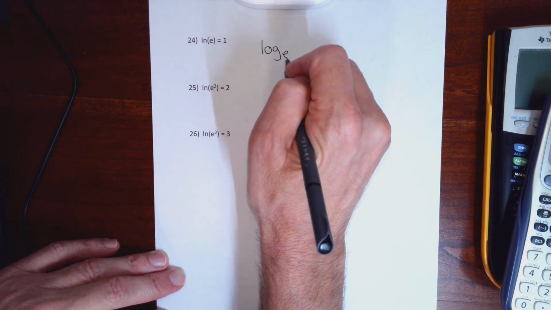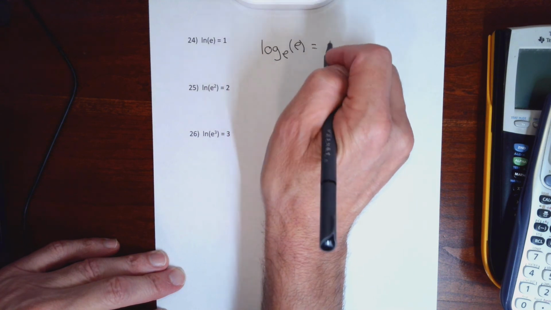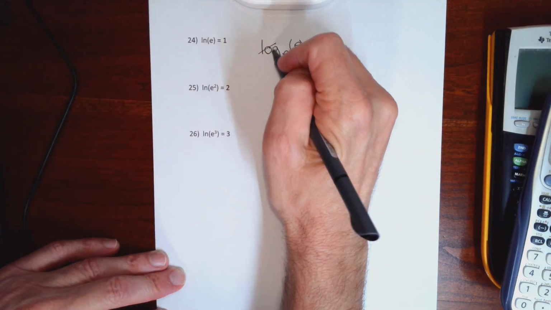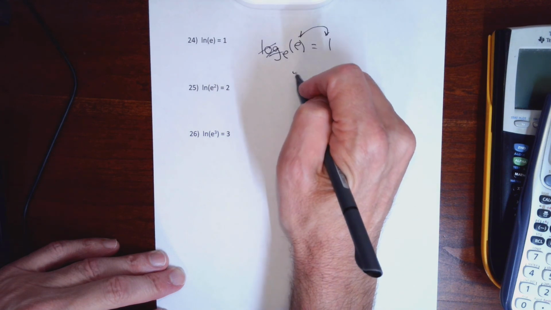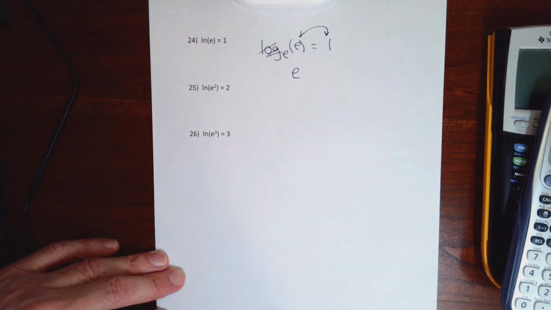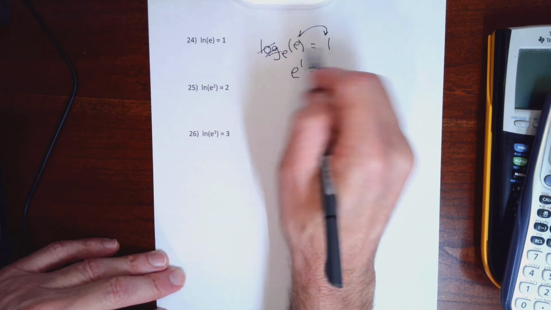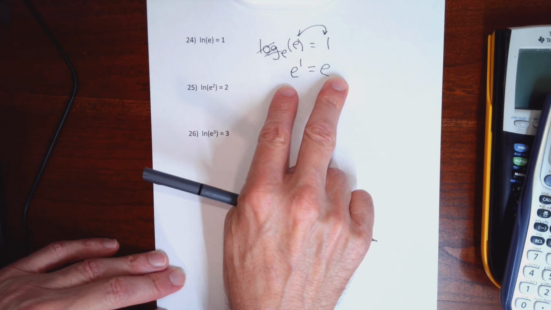24 is asking the question, the log base e of e equals 1, because ln is shorthand for log base e. To write this without the logarithm, I cross out the logarithm. The base of the logarithm is the base of the exponent. The number to the right of the equal sign becomes the exponent. The argument goes to the right of the equal sign. This just says e equals e.